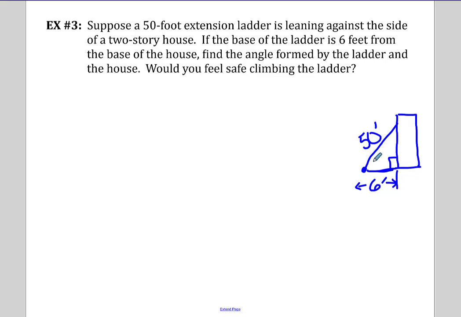And we want to find the angle that's formed by the ladder and the house. So here's the angle that's formed by the ladder and the house. So that would be this angle up here, I would guess, right? So let's see, what do we have? We have opposite and hypotenuse. So that sounds like the sine to me.